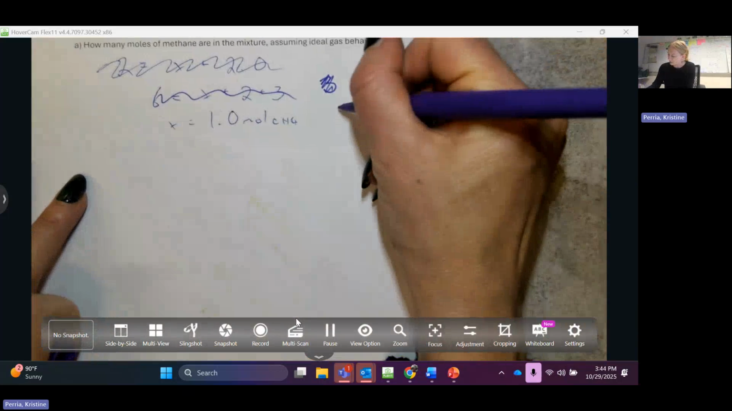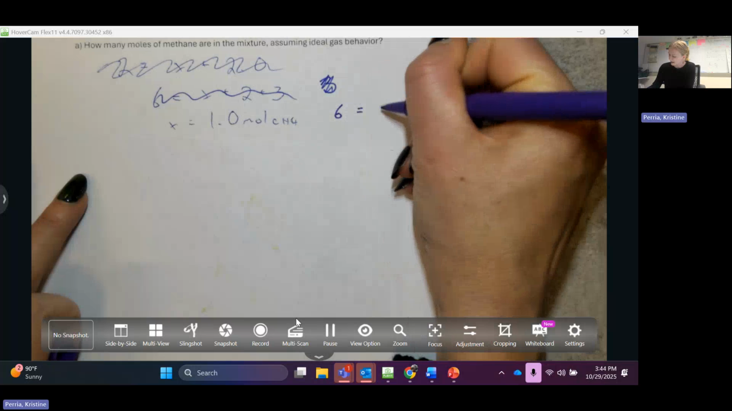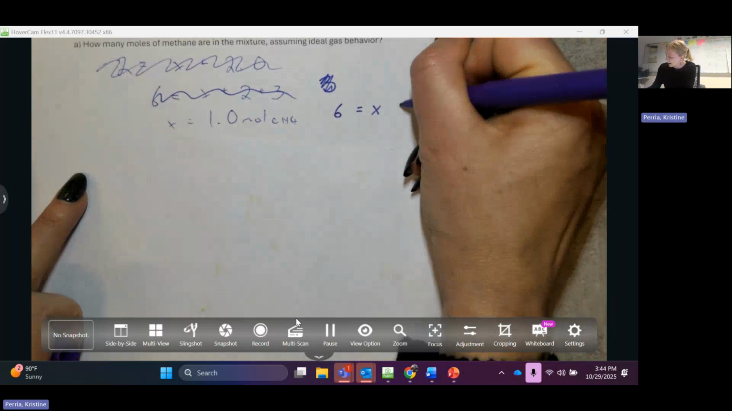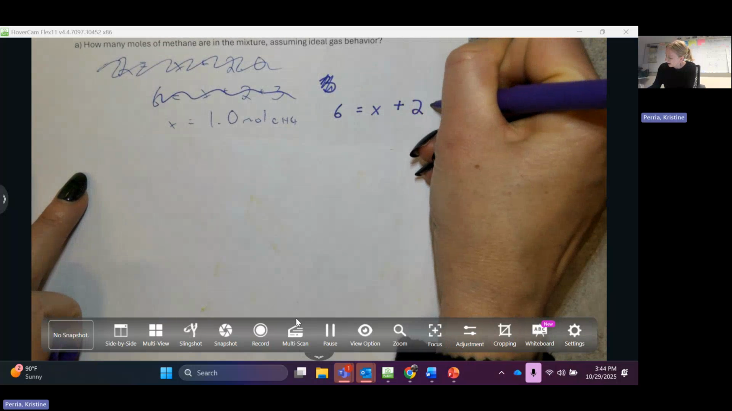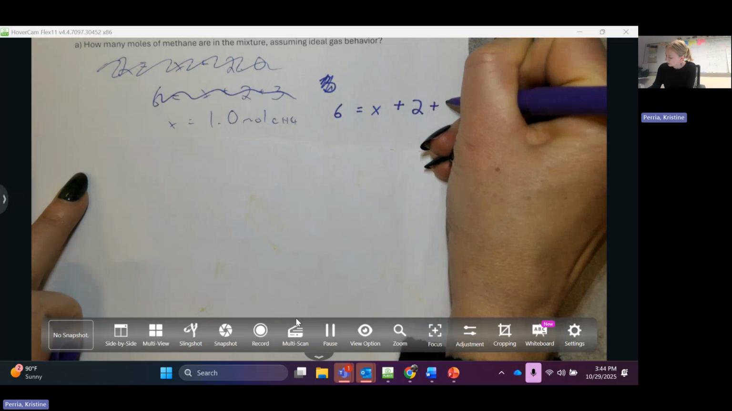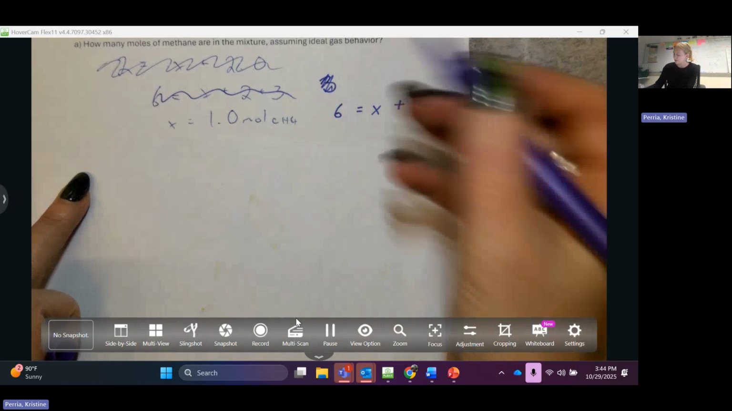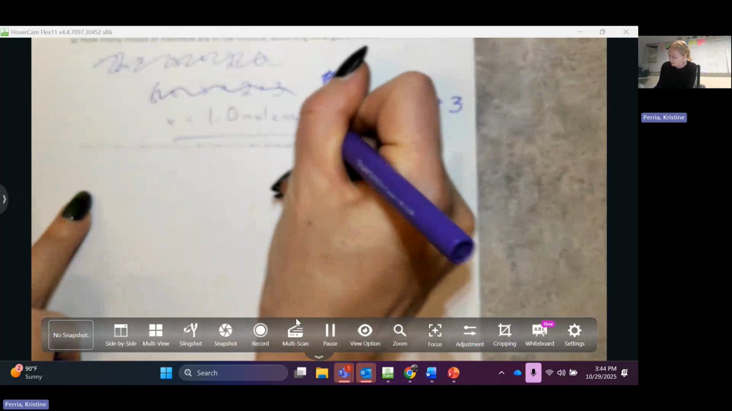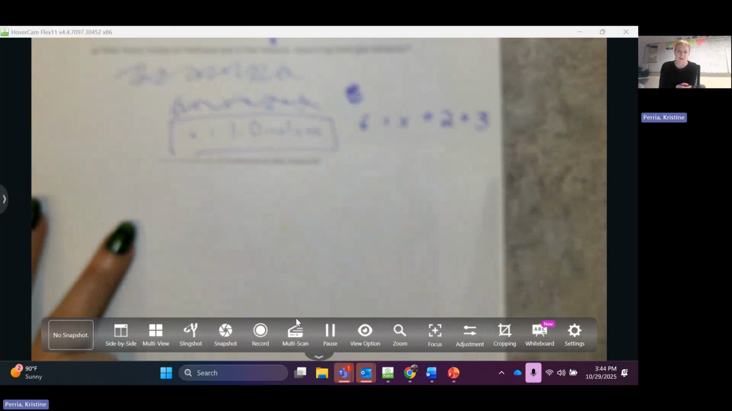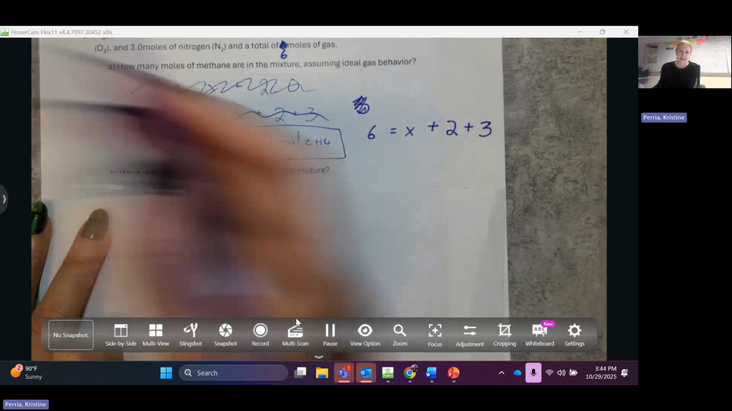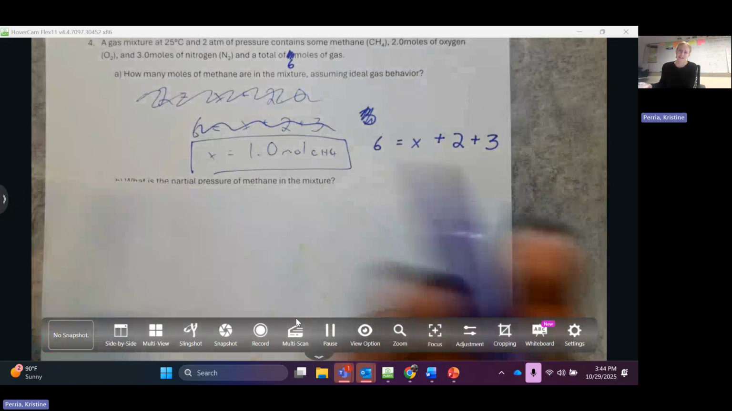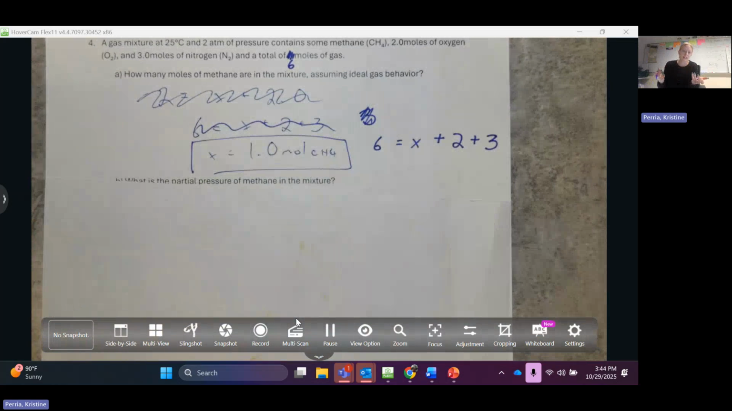If this is 6, right? So we have a total of 6 moles equals methane, right? Plus my moles of oxygen, plus my moles of nitrogen. Okay, so then if I add 2 plus 3, that's 5. So that means X would equal 1 mole of CH4. Sorry about that. I'll put that in the chat for you guys to change this one to 6, because otherwise it just won't make sense, right? The total has to be bigger than the sum of all of its parts.